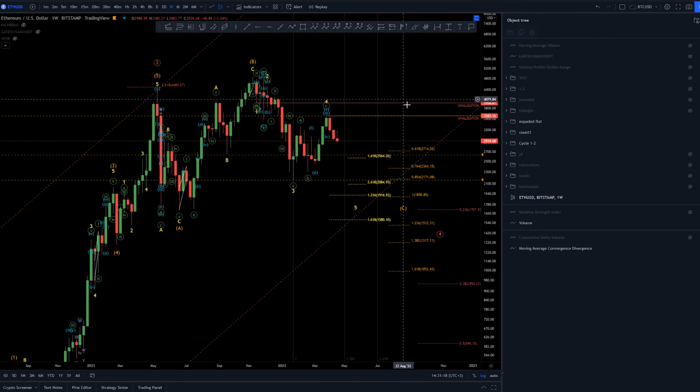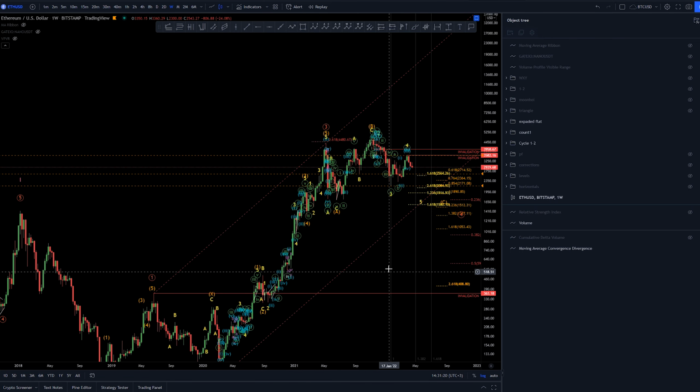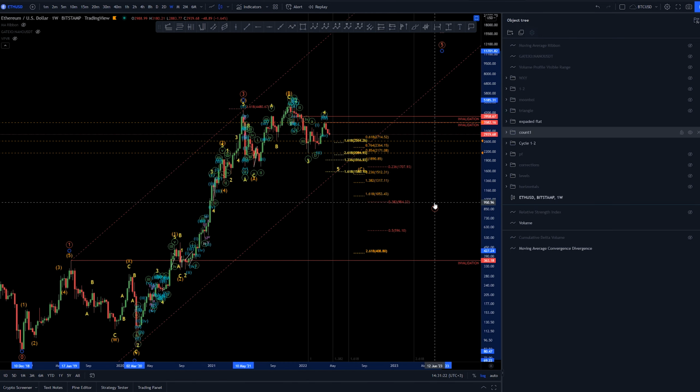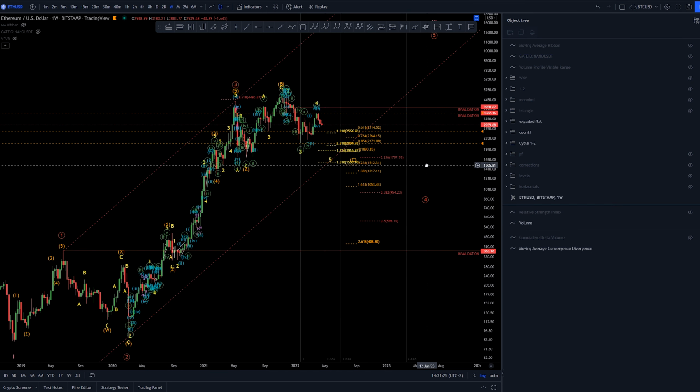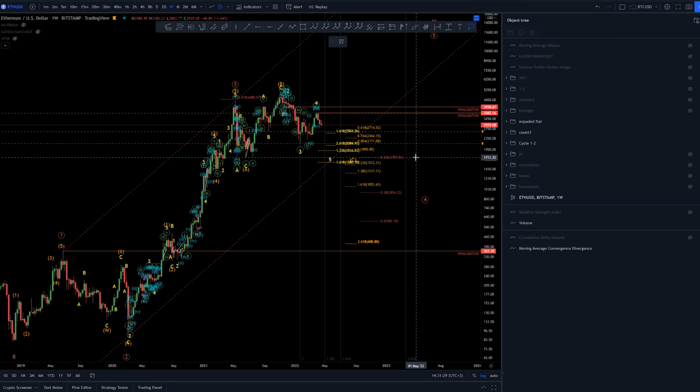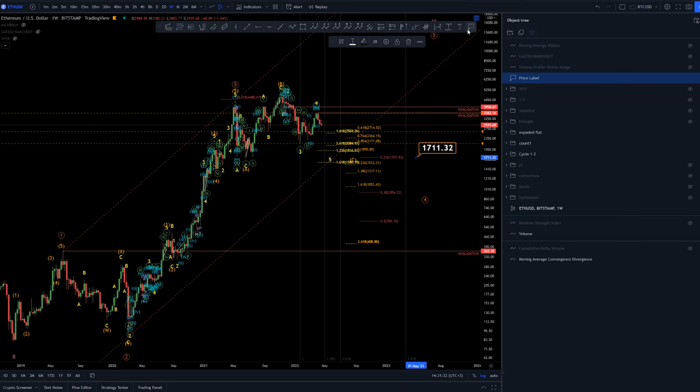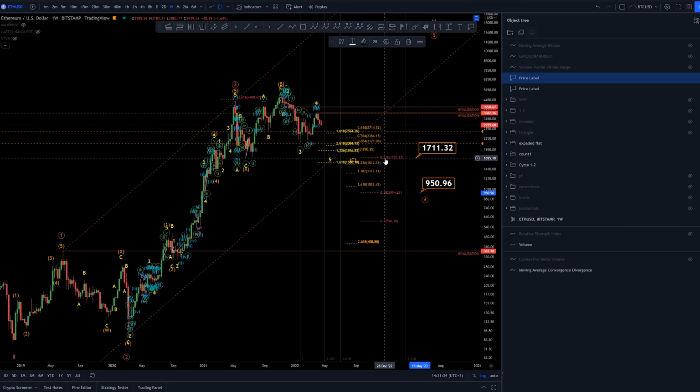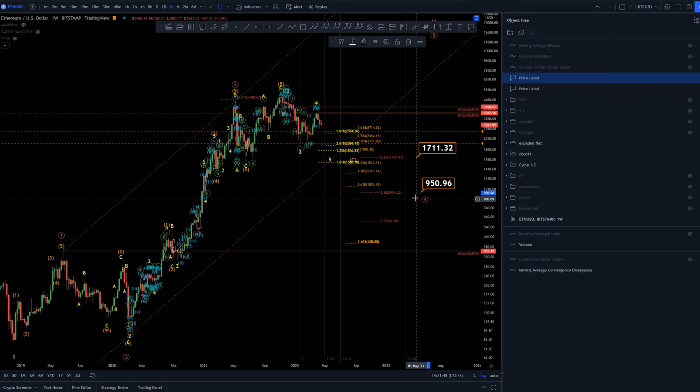So overall, before we get into more detail here, the red markers here are the targets for wave 4 primary. Around $1,700 is the 23.6% retracement area, and 38.2 is around 950. I definitely hope we don't come down this low, but this is the most likely area where the price usually comes down to.